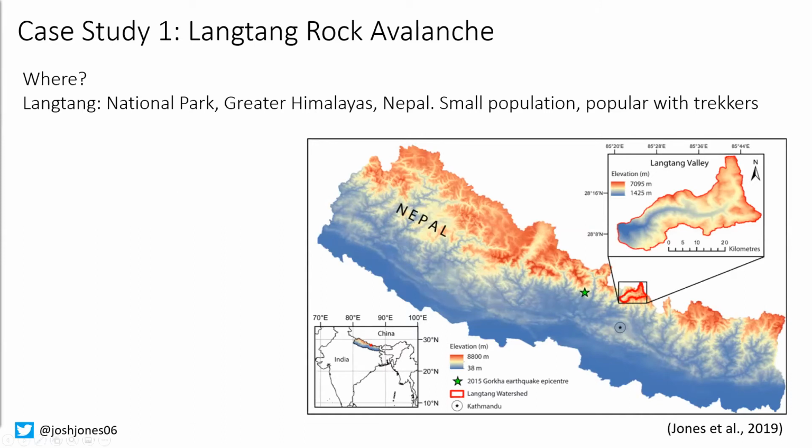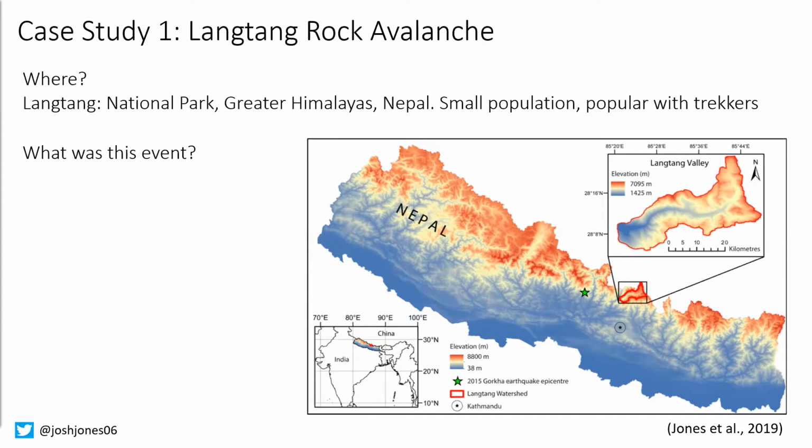Pretty much the zone of red on this figure here is where the Greater Himalayas would be. And Nepal is a country pretty much completely in the Himalayas, wedged between India and China. So Langtang is a national park in Nepal, in the Greater Himalayas. It's a very beautiful place. It's got a fairly small local population, but it's very, very popular with trekkers and tourists. So that gives you some context as to what and where Langtang is.